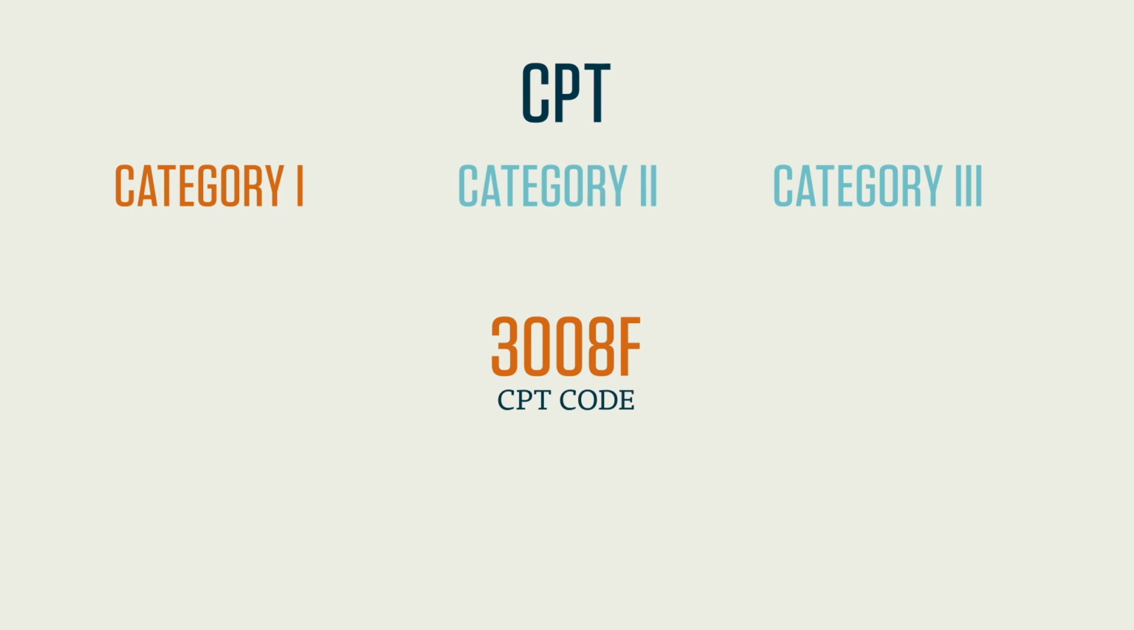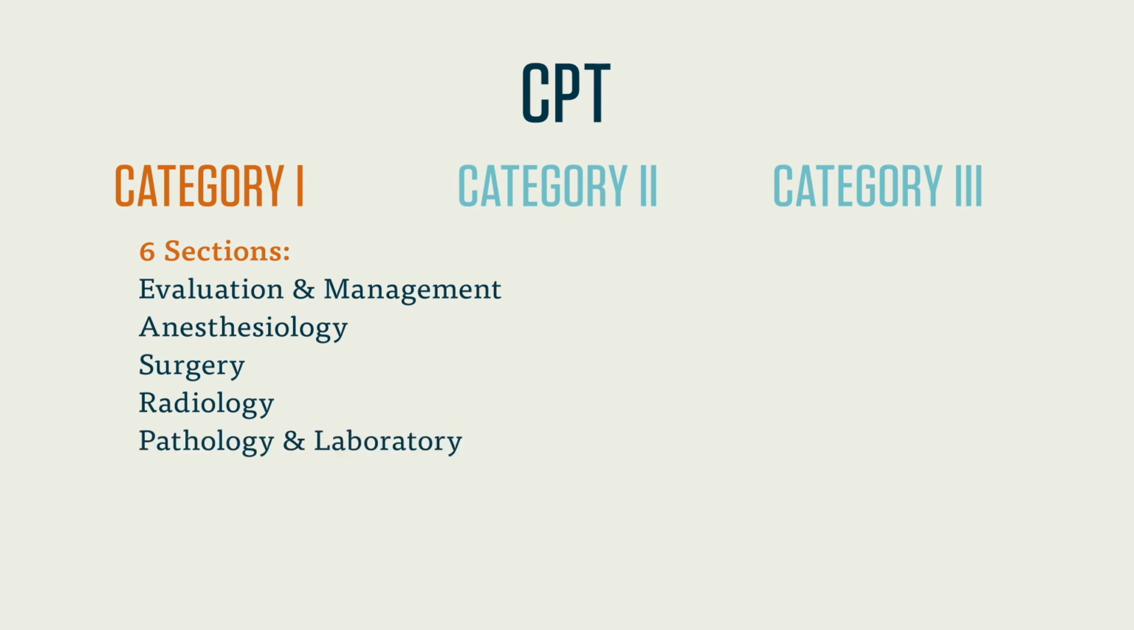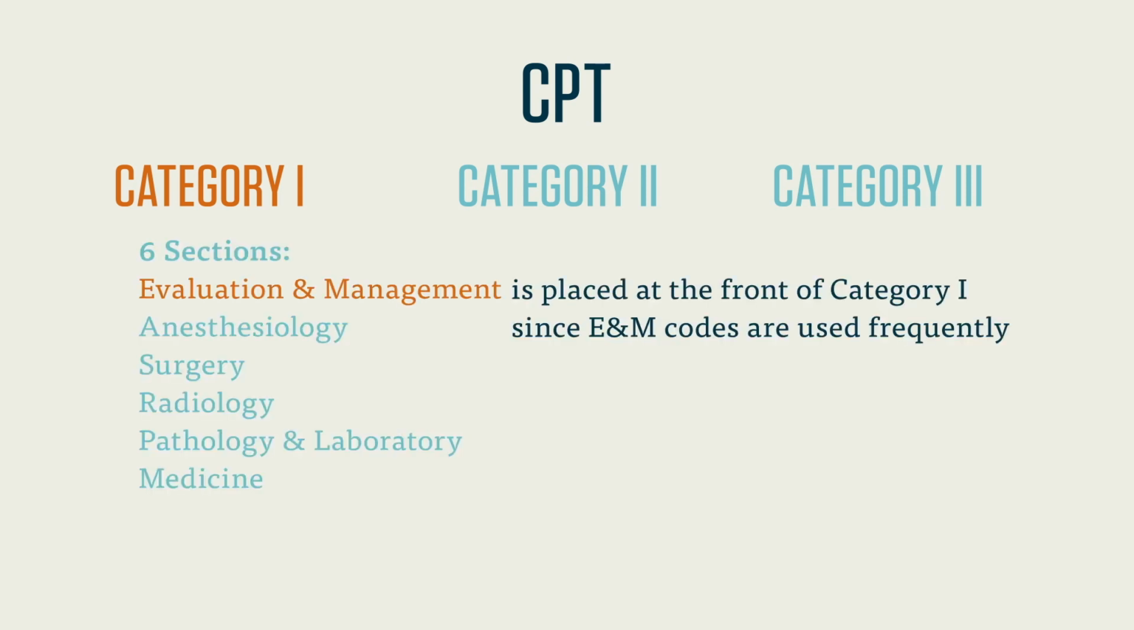Category 1 is divided into 6 sections, each corresponding to a major field of medicine. The sections are evaluation and management, anesthesiology, surgery, radiology, pathology and laboratory, and medicine. These sections are, for the most part, ordered numerically. Evaluation and management is out of order and placed at the front of Category 1 for ease of access. E&M codes are used frequently by most practices.